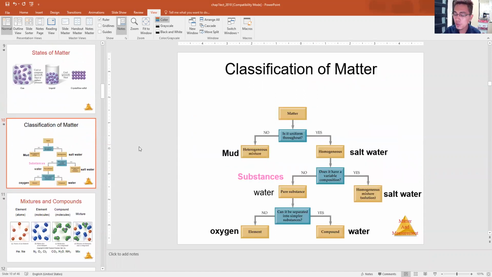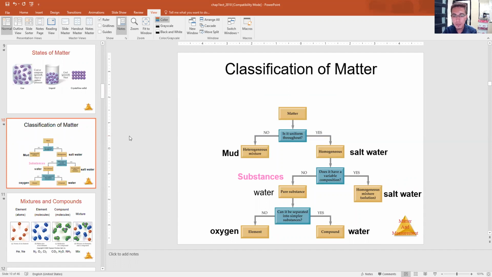So classifications of matter. From matter, the question is, is it uniform throughout? If the answer is yes, then it is a homogeneous matter or mixture. Now, is it uniform throughout? If the answer is no, then it's a heterogeneous mixture. Heterogeneous means you can clearly see the other properties. For example, sand and gravel is a heterogeneous mixture. While homogeneous is just one.